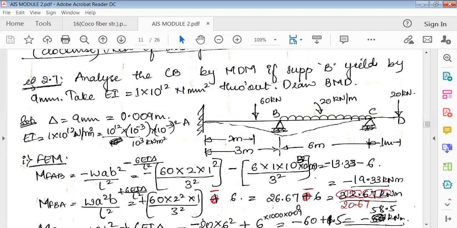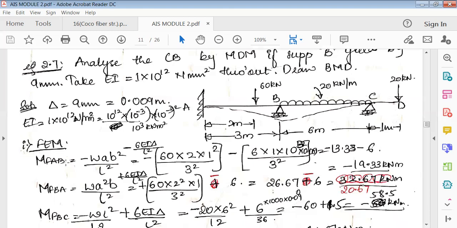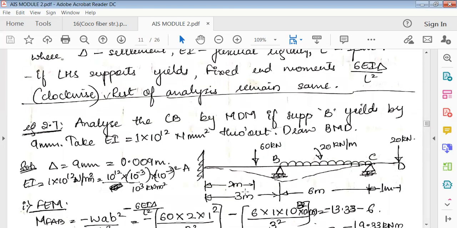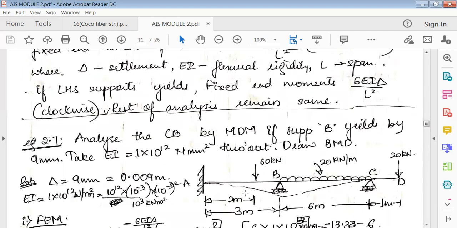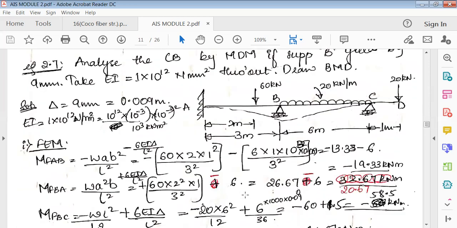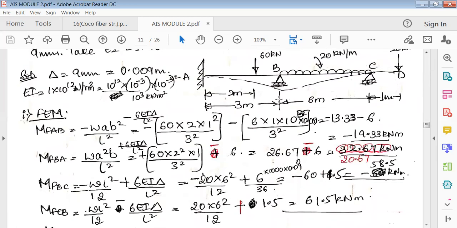So anticlockwise means negative, so it is minus. You have to make the adjustments here: minus 6EI delta by L square. Okay, now see here. First is MFAB. So MFAB is minus WAB square by L square. To this, you have to make the adjustment because it is sinking. The right side is sinking, so minus 6EI delta by L square.